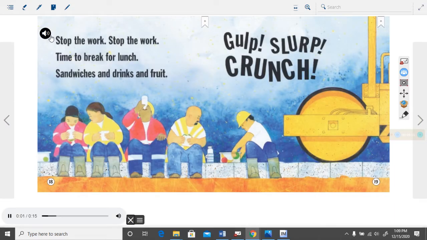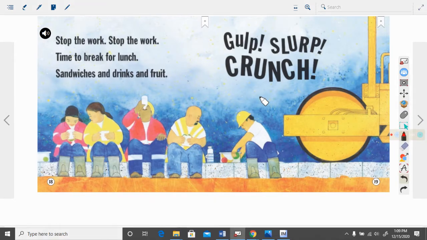Stop the work. Stop the work. Time to break for lunch. Sandwiches and drinks and fruit. Gulp. Slurp. Crunch. Can you find the word to on these pages?